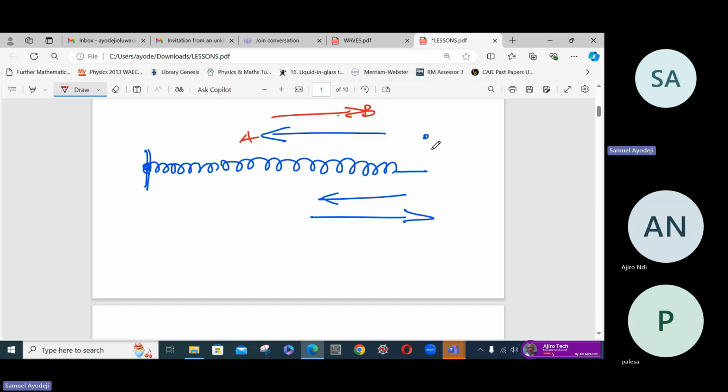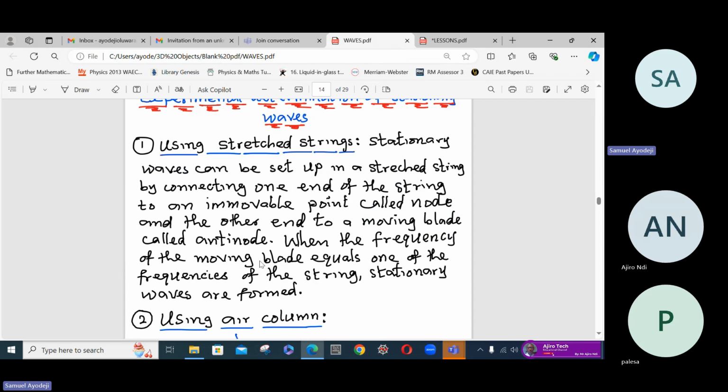You should know that before we can form a stationary wave, the two waves must have the same frequency, like I said earlier, and they must overlap. Look at this statement here: when the frequency of the moving blade equals the frequency of the string, stationary waves are formed. So that's that on that.